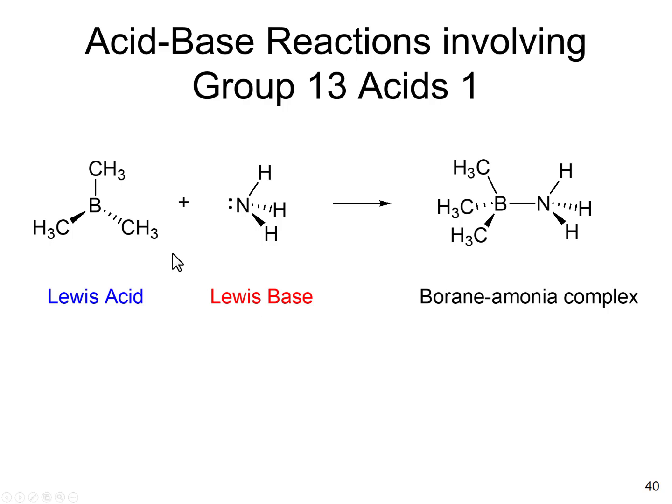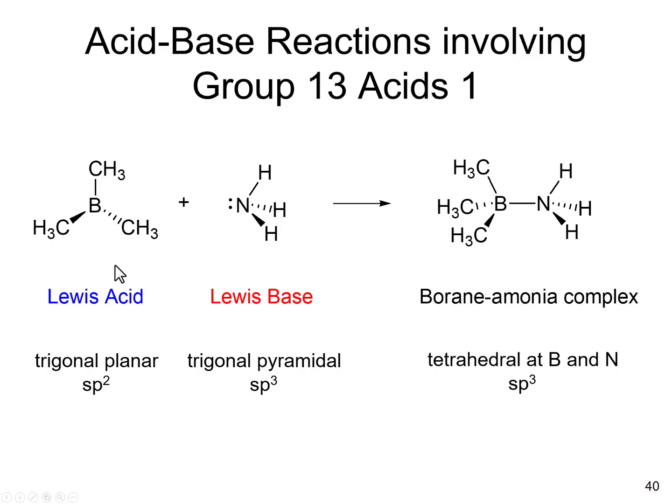And in this particular example, we have trimethyl boron as a Lewis acid, and it reacts with ammonia as a Lewis base because the ammonia still carries a lone pair at the nitrogen. And so the nitrogen donor atom would interact with the boron central atom of the Lewis acid to form a borane ammonia complex or a borane ammonia adduct.